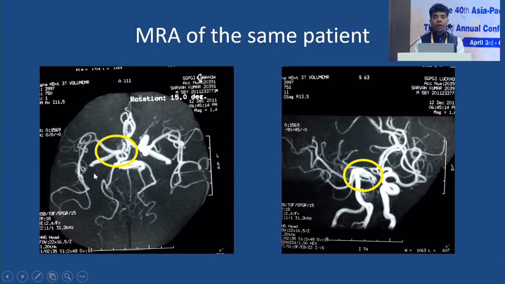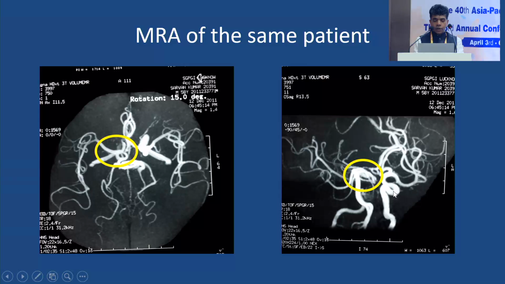And this is the MRA. You can see this is the other side, and over here this is your ICA, but over here, because it is partially thrombosed, a little bit of flow is going through that part of the ICA, the intracavernous ICA. Over here, this is the same. This is normal. Okay, this is the ICA.